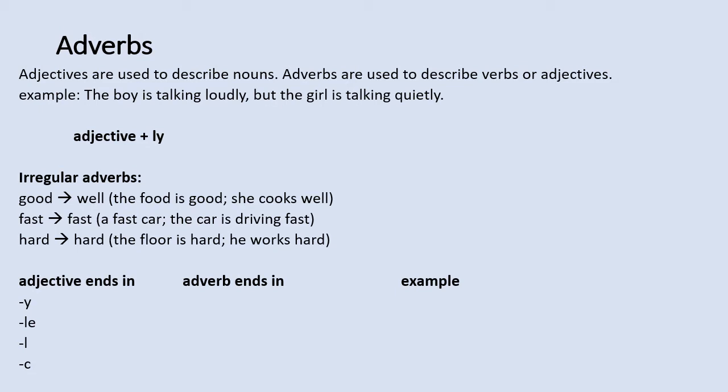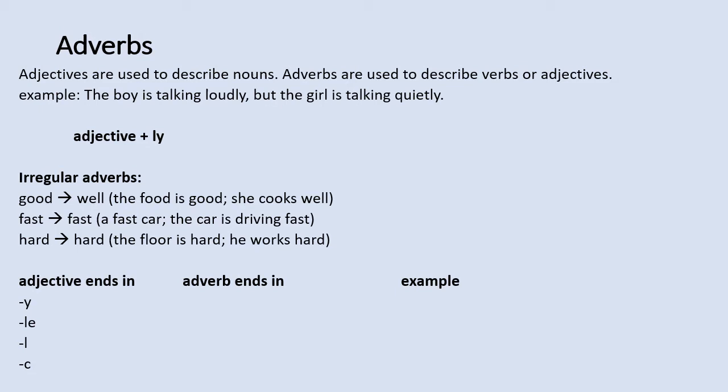That means if you want to describe a thing, for example, the food, you can use good. The food is good. But if you want to describe the verb, the action, she cooks, then you have to use well. She cooks well.